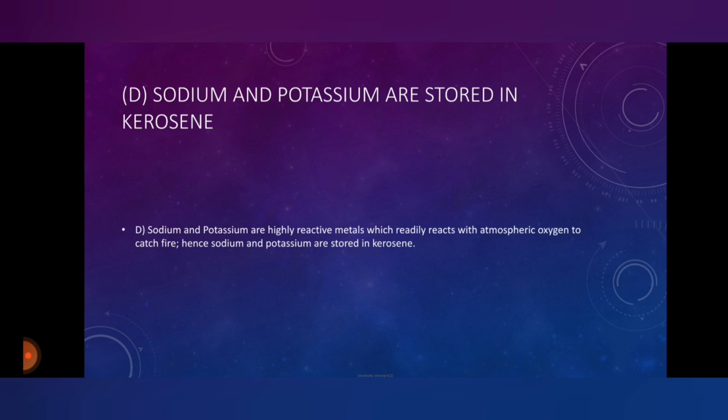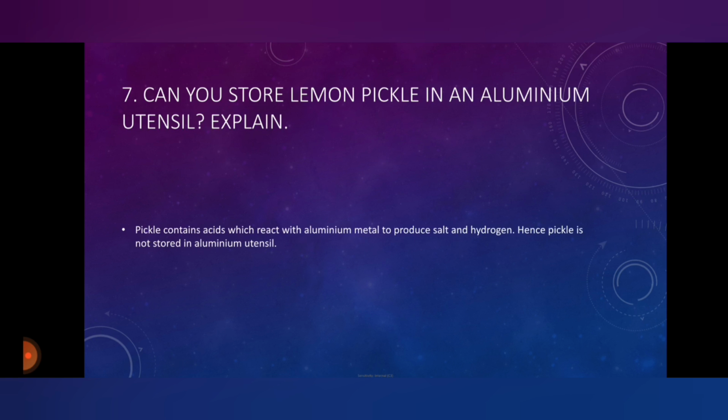Now it is D. Sodium and potassium are stored in kerosene. Answer is sodium and potassium are highly reactive metals which readily react with atmospheric oxygen to catch fire. Hence, sodium and potassium are stored in kerosene.